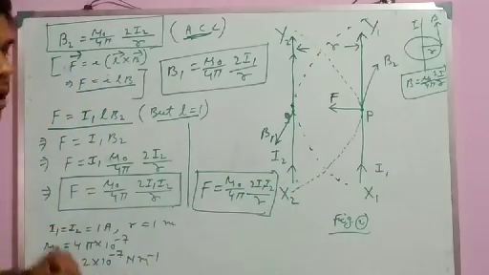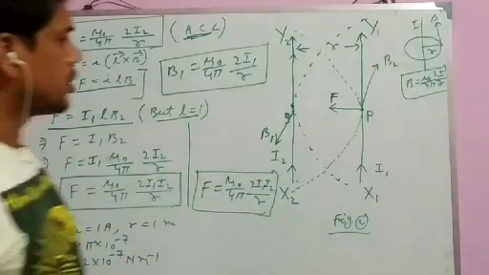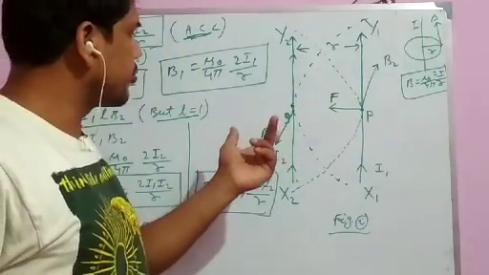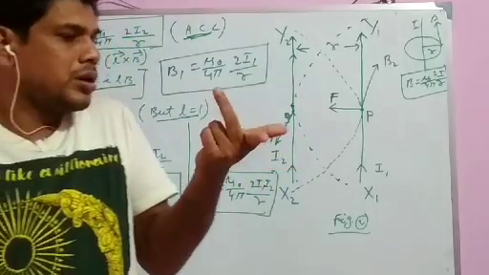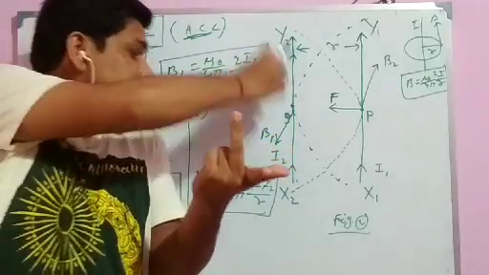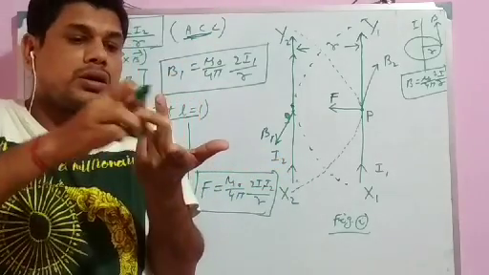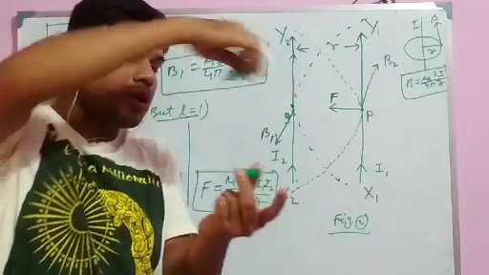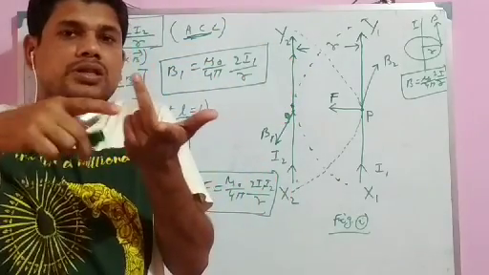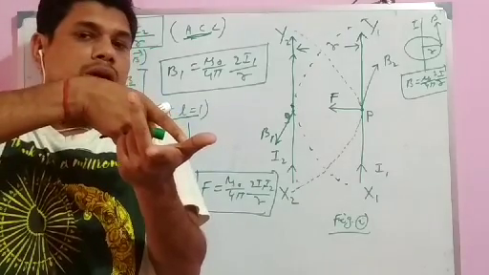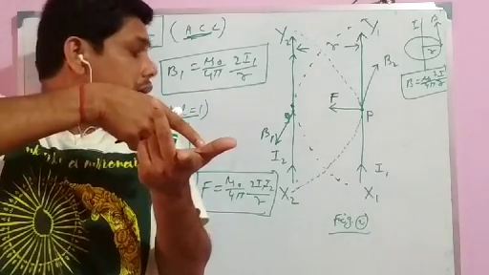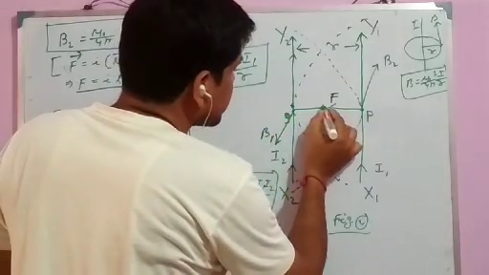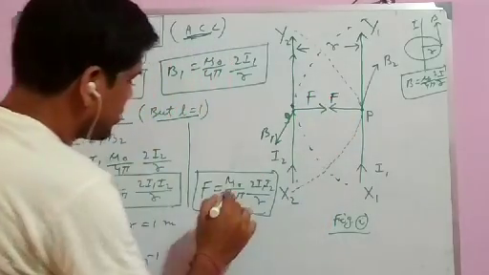But how to find the direction? To find the direction we have to apply Fleming's left hand rule. According to Fleming's left hand rule, this is the direction of the current in X2 Y2. This is the direction of the magnetic field, away from the plane of the board. The index finger shows the field, and the thumb gives the direction of the force experienced by the X2 Y2 conductor, along this direction, and the expression is the same.